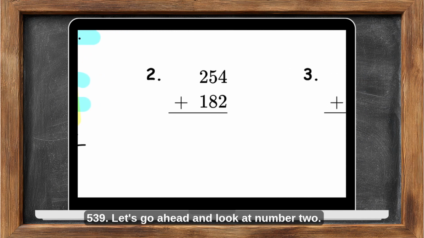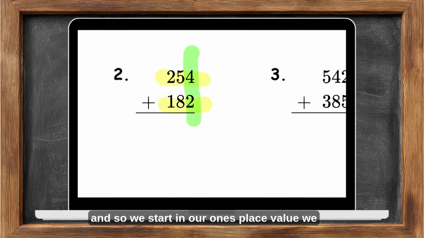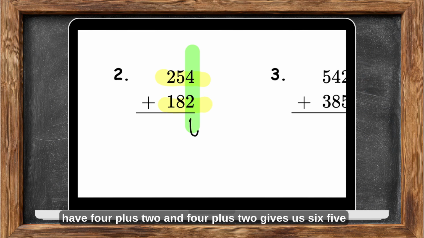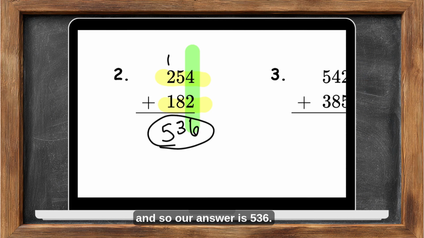Let's go ahead and look at number 2. We have 254 plus 182. And so we start in our ones place value. We have 4 plus 2, and 4 plus 2 gives us 6. 5 plus 8, so the way I think of it is 8 is a group of 5 and 3, so 5 and 5 makes 10. It's my friendly number, and then I have 3 more, so 13. So 3, and then I carry the 1, right? And then we have 2 plus 1 gives us 5, and so our answer is 536.